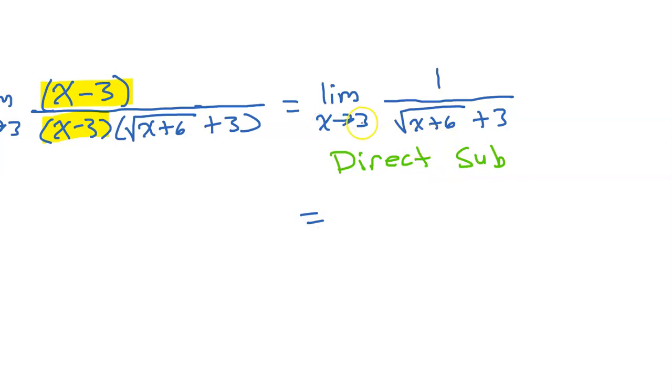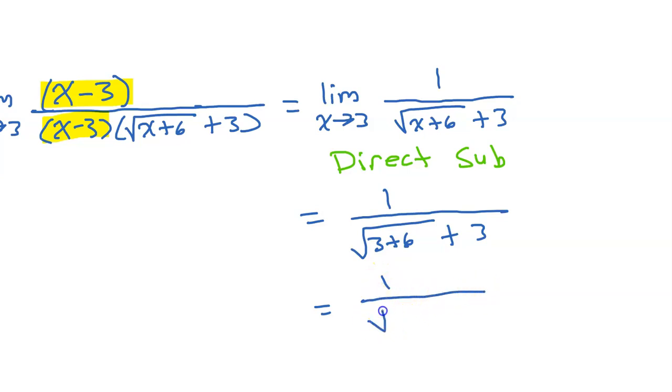If we let x become 3, then we're going to get 3 plus 6 plus 3. And this is equal to 1 over the square root of 9, which of course is 1 over 3 plus 3, which is 1 over 6.